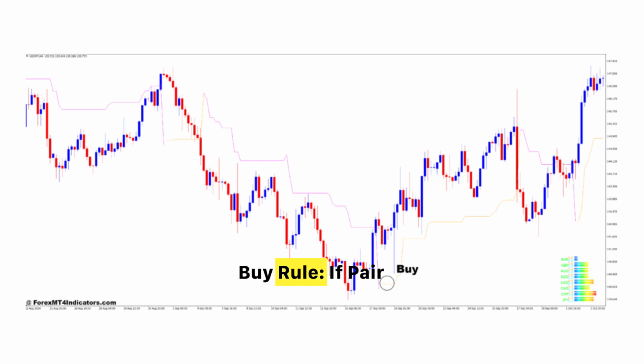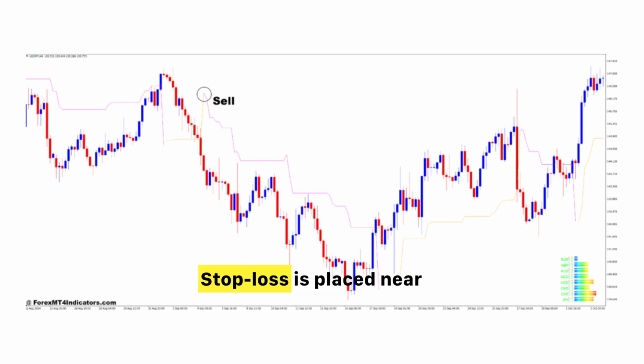Buy rule: if pair, strong currency on top, weak on bottom, and price is above the Chandelier Exit line, enter long. Sell rule: if pair chart, weak on top, strong below, and price is below the Chandelier Exit line, enter short. Stop loss is placed near the Chandelier line or recent swing.